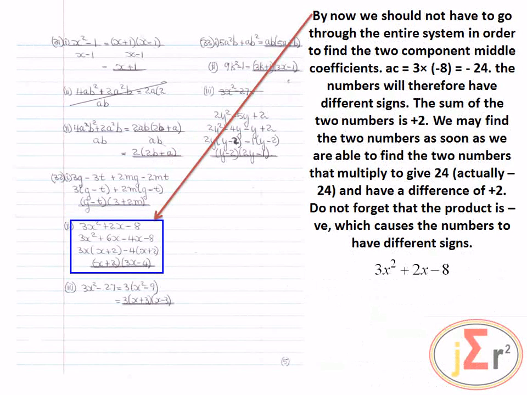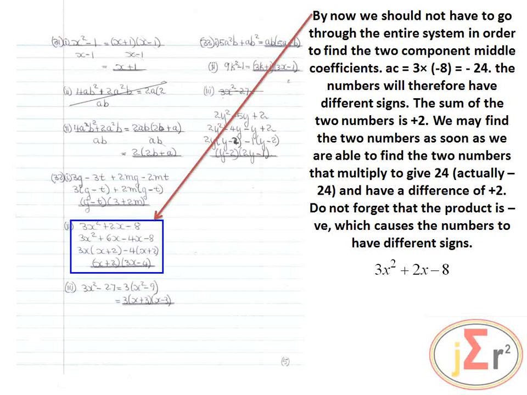Now we have another trinomial, and being at the end of these tutorials, we will not bother to go through taking a look at every single pair that will give the product, but we will zero in on the pair very quickly. By now, we should not have to go through the entire system in order to find the 2 component middle coefficients, as we have always done. AC, A is 3, C is negative 8. When we multiply 3 by negative 8, we get a negative 24.